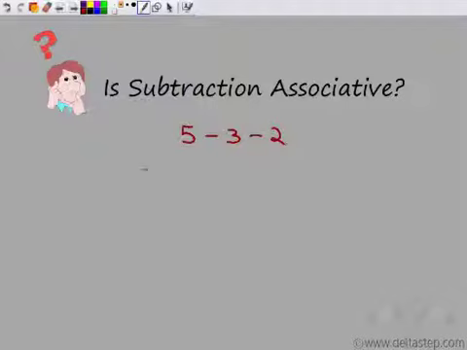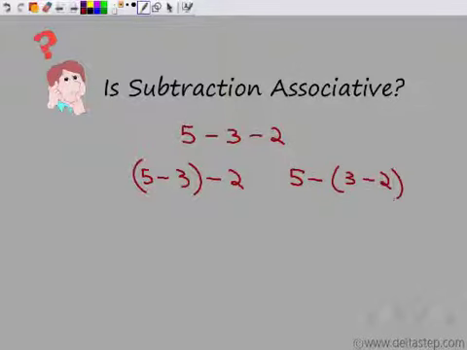That means if I group the first two terms, I get this. This should be equal to grouping the last two terms. So I get 5 minus, I group the last two. If subtraction is associative, then this should be equal to this. Whether I group the first two or I group the last two, it should not change the value.